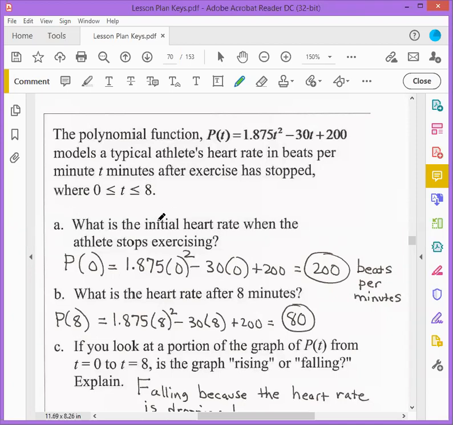Letter A, what is the initial heart rate when the athlete stops exercising? So the initial heart rate, as soon as the athlete stops exercising, we're going to substitute 0 for t at that point.